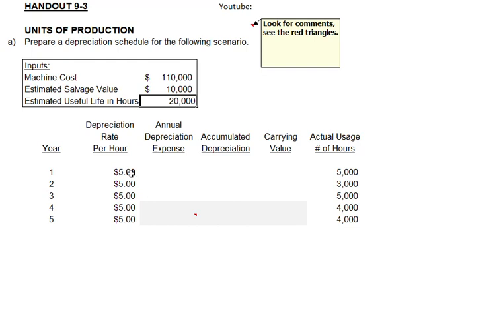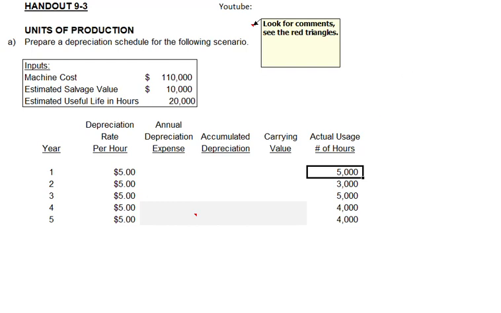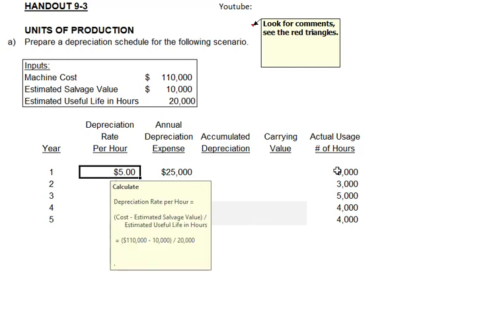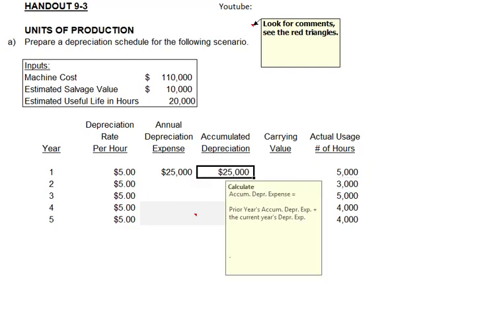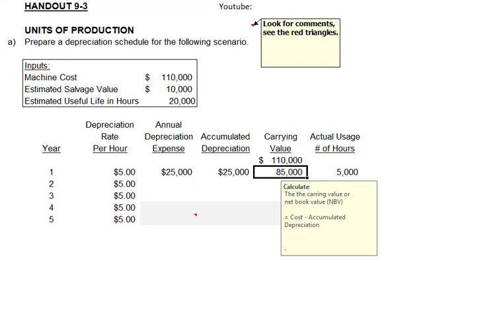Again, we're going to take our rate per hour and multiply it by our actual level of usage. So in the first year, our depreciation expense will be $25,000. That's $5 per hour times 5,000 hours. Our accumulated depreciation is $25,000. Our carrying value will be our $110,000 cost minus $25,000 in accumulated depreciation, or $85,000.